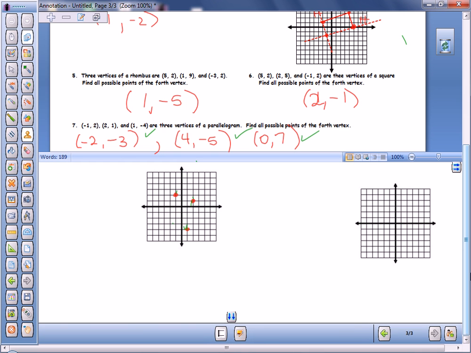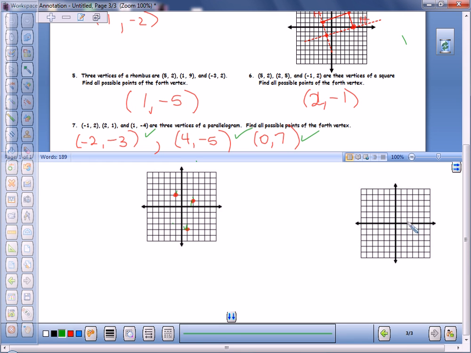Okay, so we'll do 5 real quick. All right, and our endpoints, can y'all read those to me because I can't see them? 5, 2. 1, 9 won't fit on my graph. I'm sorry. Okay, 1, 9, and -3, 2. Okay, and what do we want on this one? A rhombus?